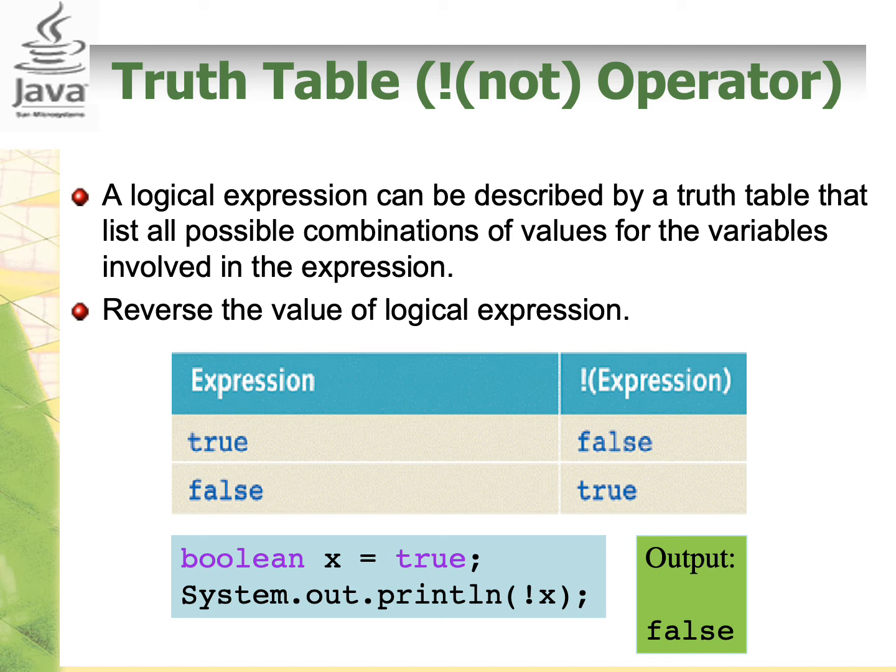Let's look at how we can use it when writing code. Say that we declare and initialize a variable called x that is of type boolean. Boolean has the value either true or false. Here we initialize it to true. When we do System.out.println(!x), we reverse the value of our true to become false. So the output is false even though we define our variable x as true.